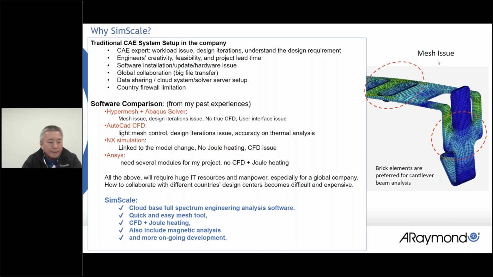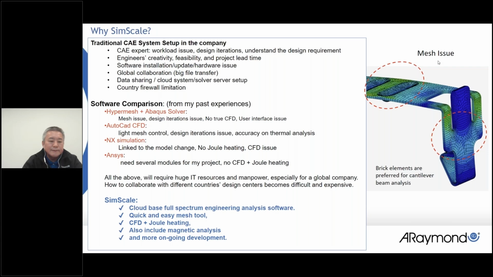In the AutoCAD CFD situation, we did that before. It's pretty good CFD software, but there's not a lot of mesh control. When there's a design change, it's going to be difficult, and accuracy of the thermal analysis is another issue. NX simulation is good at linking to the model. When you have a model change, it will change in your simulation, but there's no Joule heating, there's no CFD.